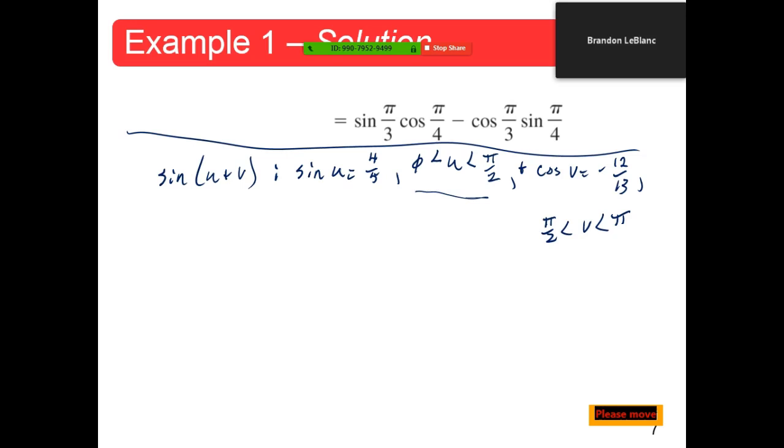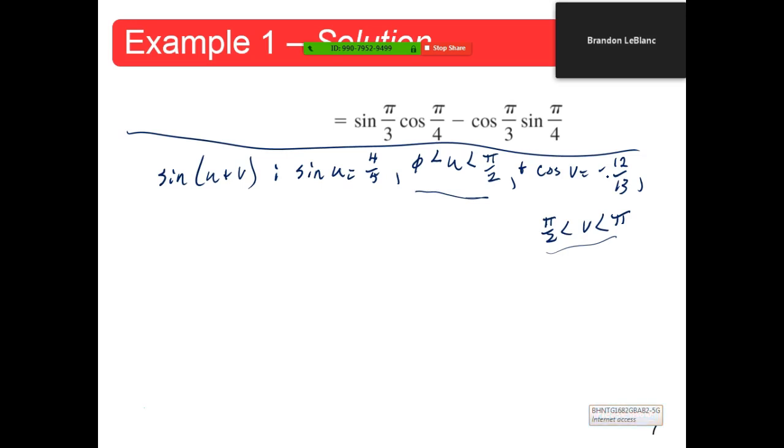Now, is the sine of an angle in the first quadrant positive? Yes. Any trig function in the first quadrant is positive, so that makes sense. Now, what does this tell you about v? Where does v live? In the third quadrant. Not third, second. Pi halves to pi, that's the second quadrant, right? Now, is cosine negative in the second quadrant? Yes, of course it is.